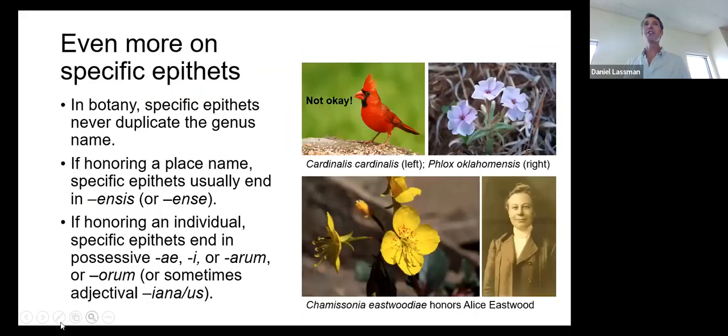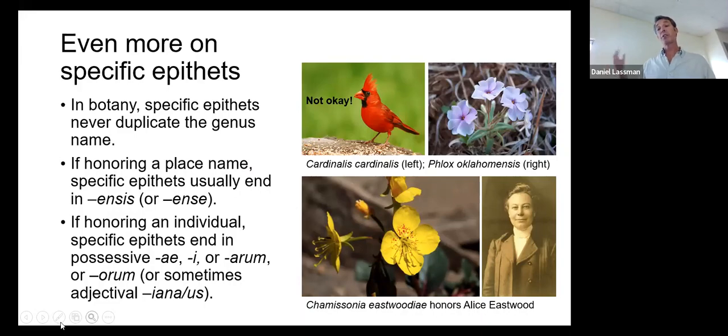Okay, a little more on specific epithets because they're so cool. In botany, specific epithets never duplicate the genus name. There are no cardinalis cardinalises in botany. If honoring a place name, usually the ending of the word is -ensis or -ense, depending on whether it's masculine, feminine, or neuter. So Phlox oklahomensis is the phlox that occurs in Oklahoma and Texas and Kansas. It's an endemic, which means it occurs only in Texas, Oklahoma, and Kansas.